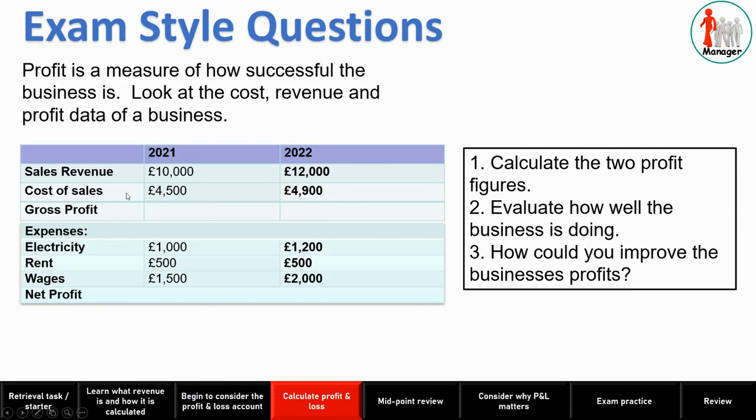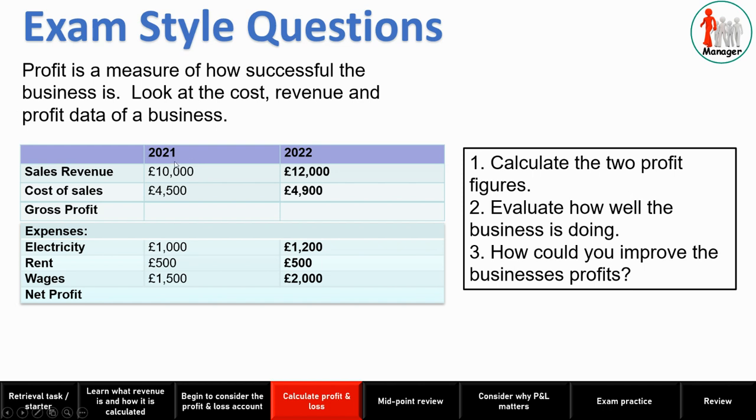Now, what the exam board are more likely to do is to give you a shortened version that looks a little bit like this and ask you to analyse how well the business is doing over probably a couple of years. Now, notice this is sales revenue minus cost of sales equals gross profit, expenses as well. But it's just a shortened mini version, if you like, and asking you to calculate the profit figures. How well is the business doing and what could we do to improve it?